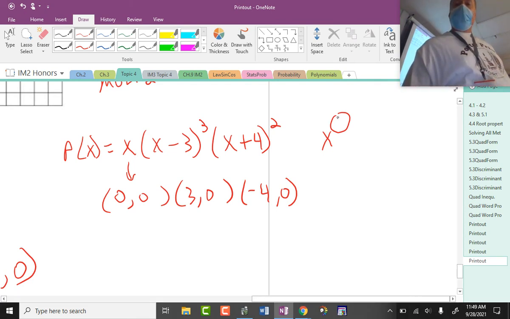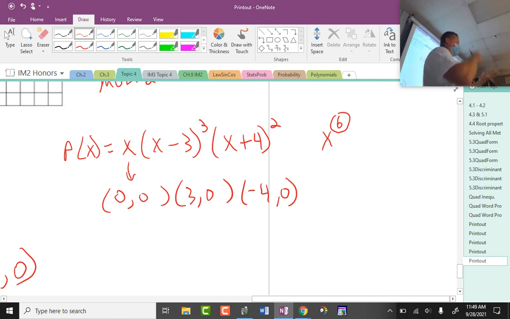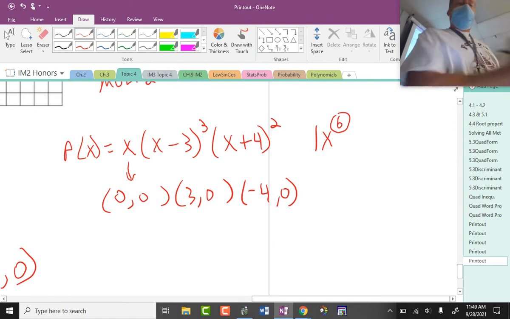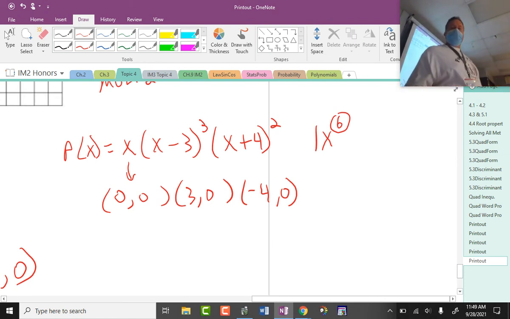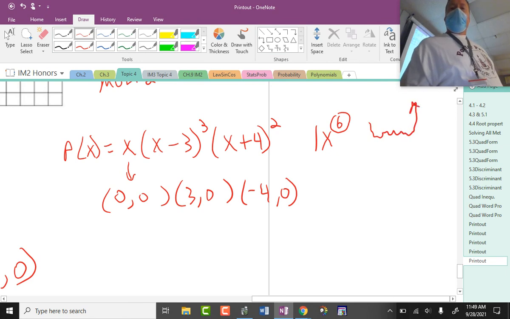What would the leading coefficient be as well? 1x times 1x times 1x times 1x times 1x times 1x. What's the leading coefficient? 1. So this is a positive 6 power. You could have a bunch of terms in the middle. I don't care how many. You're guaranteed to end like this.